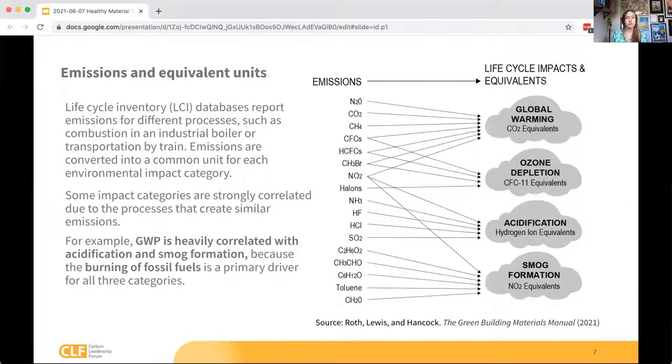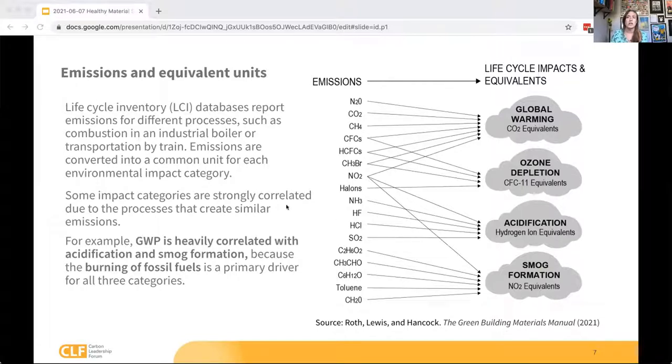So LCA practitioners, when they do a life cycle assessment, calculate those environmental impacts by looking at the inputs and outputs of those emissions over the life cycle of the material or building. And then multiplying them, so multiplying emissions such as methane or carbon dioxide by a characterization factor that converts them into a common unit that we can measure and talk about as a whole, so we don't have to list, you know, 500 different emissions when we're trying to understand what the impact of a product is.